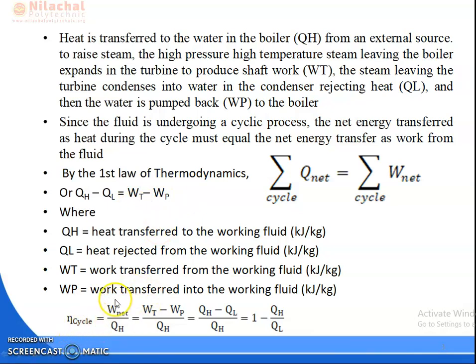For the cycle efficiency, output by input: what is the output? Net work done. What is the input? Heat supply. So efficiency is (WT minus WP) by QH, which equals (QH minus QL) by QH, that is equal to 1 minus QL by QH. That is the efficiency of the heat engine.